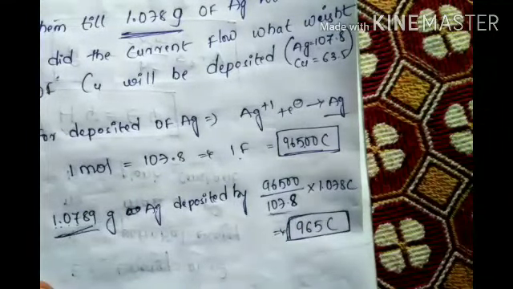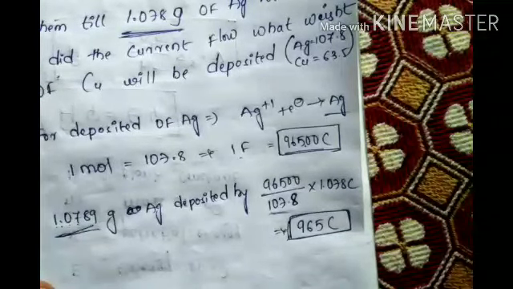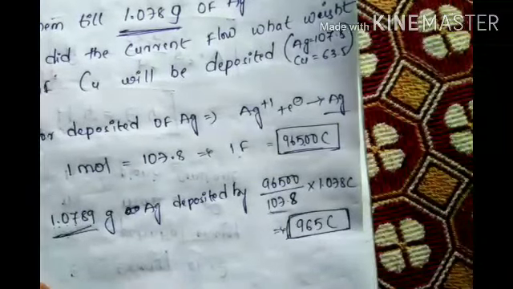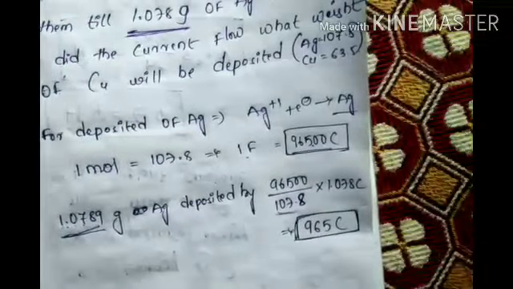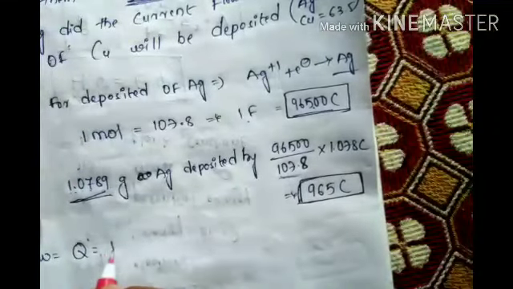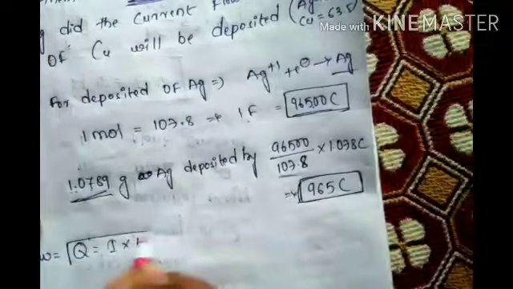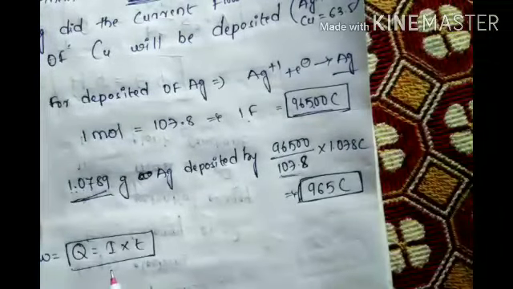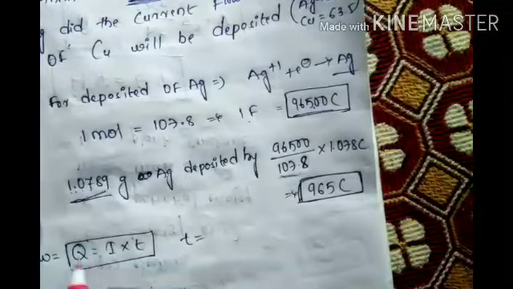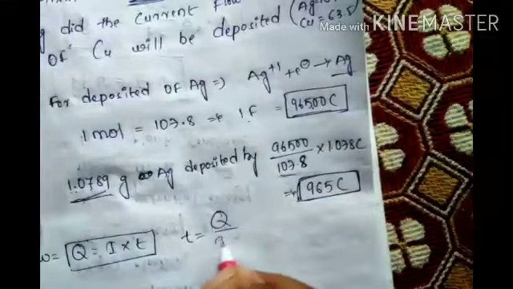Okay, this is 1 mole of Ag deposited that much. 1.078 grams will be deposited by 965 coulombs. Very less amount. Okay, next. Now Q equals I into T. Ampere we are taking as I. Q equals IT, so T is coming out as Q by I.